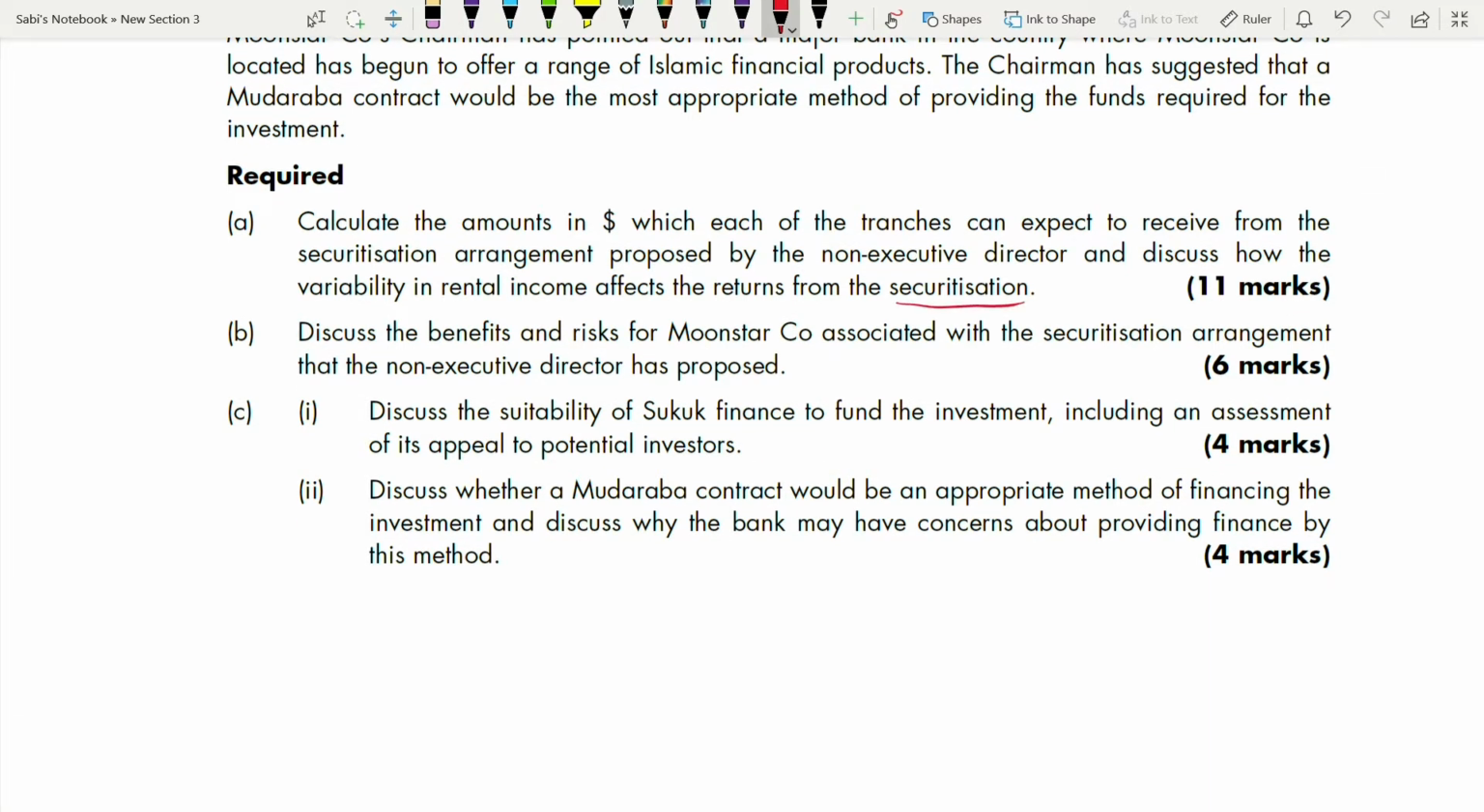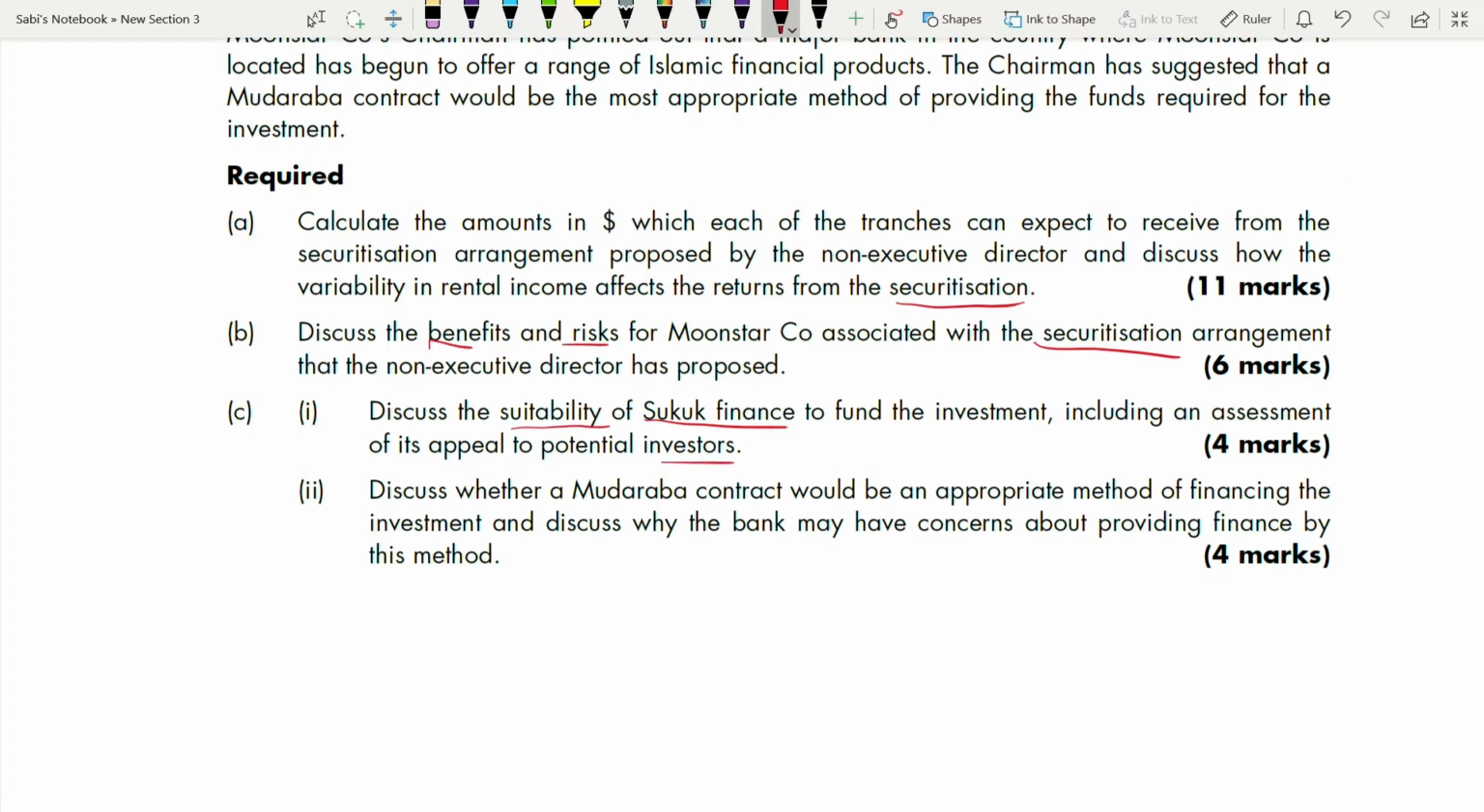Part B, discuss the benefits and risk for Moonstar company associated with the securitization arrangement that a non-executive director has proposed. So you need to talk about the benefits and the risks of this. Part C, discuss the suitability of Sukuk finance to fund the investment, including an assessment of its appeal to potential investors. So you also have to see how appealing the Sukuk finance is for the investor. So we have to talk about the suitability of Sukuk finance to investors.